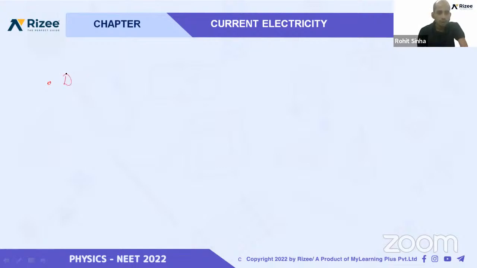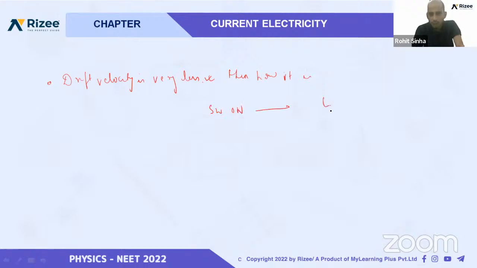You know, drift velocity is very less. If drift velocity is very less, then how is it possible that we switch on a bulb and the light turns on instantly? This question is usually asked in your exam. How is it happening? Can you think how it is happening?